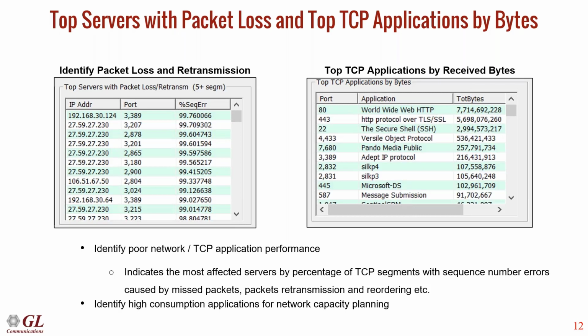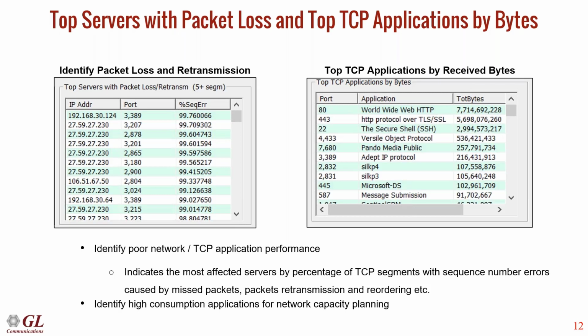And it also indicates the most affected servers by percentage of TCP segments with sequence number errors. And that can be due to missed packets, packet retransmission, or reordering of packets.